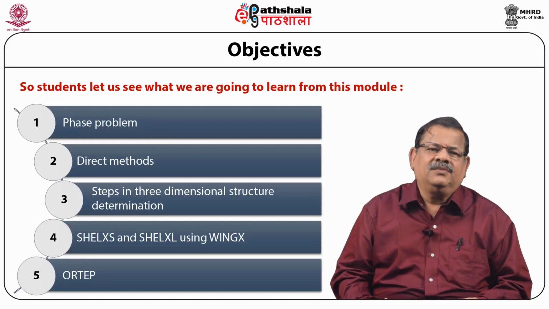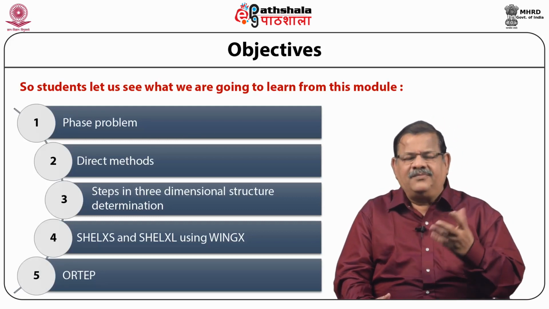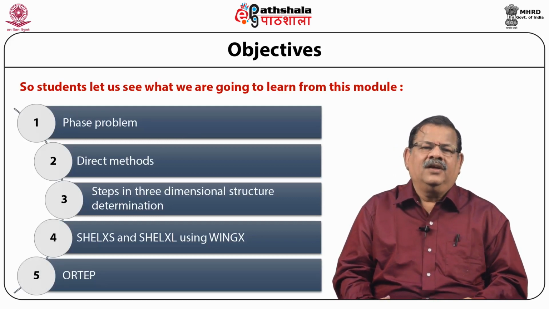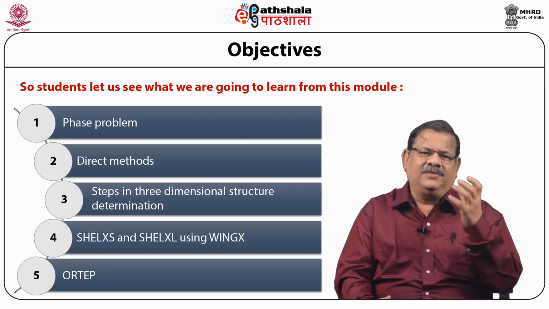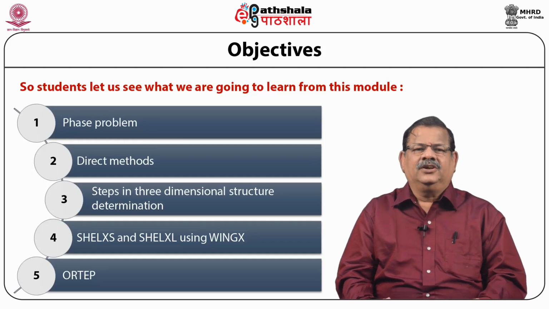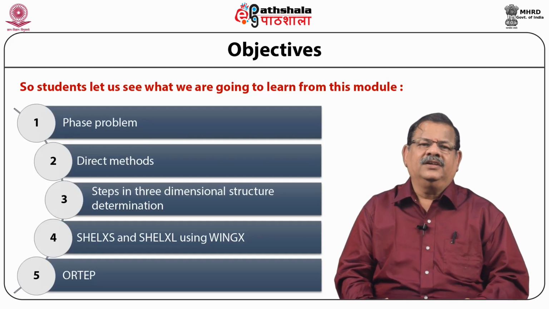And we are also going to discuss the program known as ORTEP, which was released from Oak Ridge, abbreviated Oak Ridge Thermal Ellipsoid Plot. Of course, Oak Ridge is the name of a place in Tennessee State, United States of America. It has been released by Johnson.